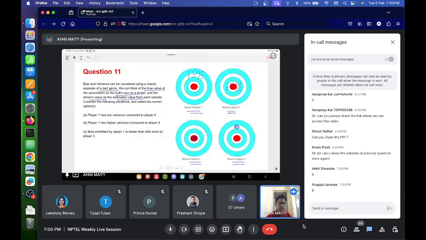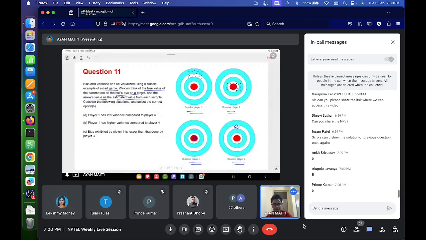Ankit Srivastava is saying option B. Lavanya is saying option B. Prince Kumar is also saying option B. Dhruvi Shutar is saying option B.